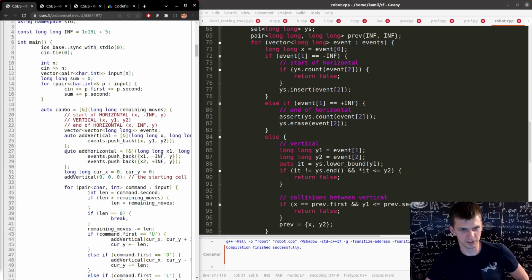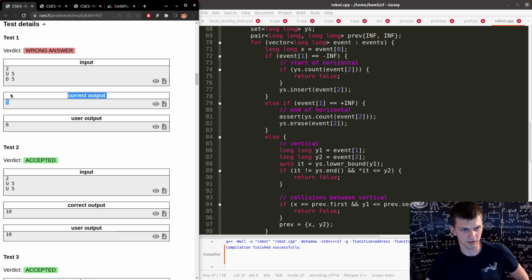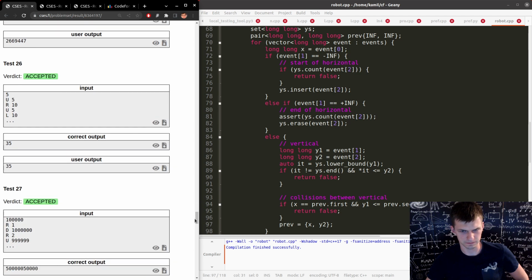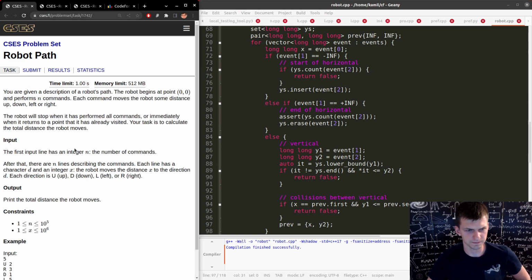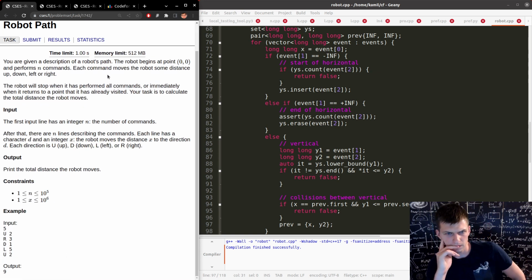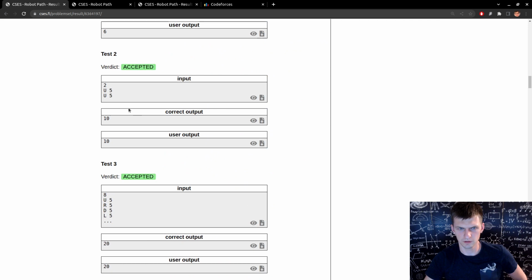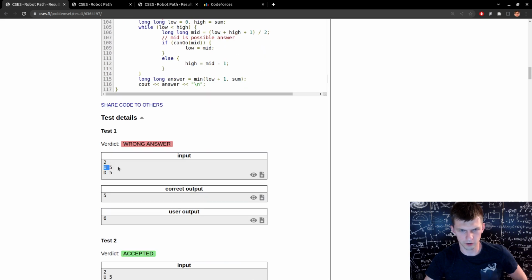Okay, what's going on? Is first the sample test? Not necessarily, right? 5. Okay, I'm misunderstanding something about this off by 1. Let's see. It stops when it returns to a point that was already visited. What is wrong here? We go up 5 times, and then you go down once. Then you get to a point that you visited. Why is the answer 5 and not 6?